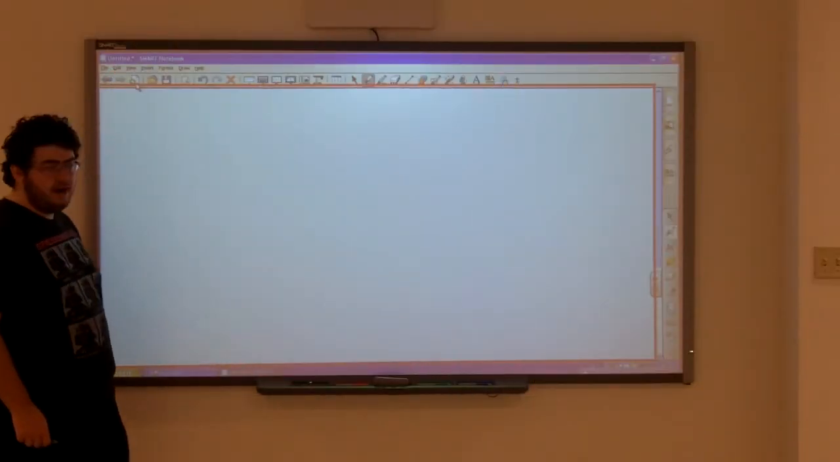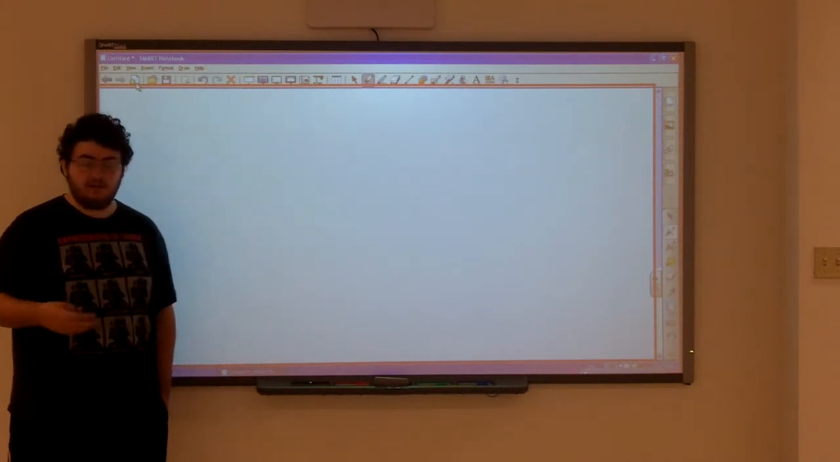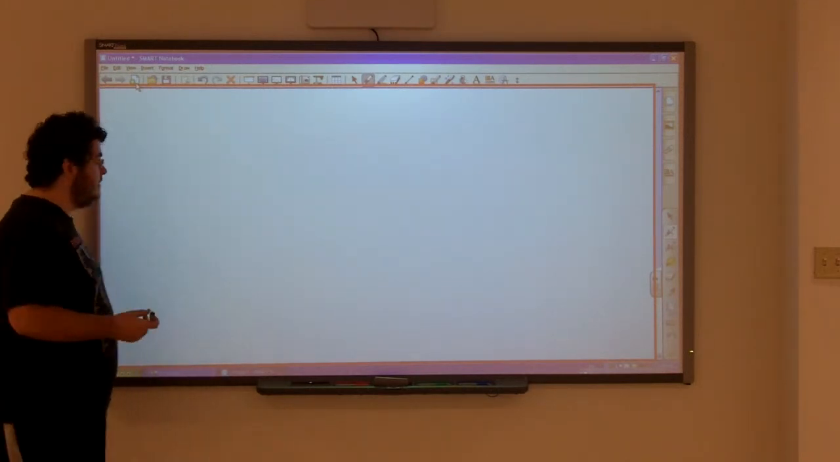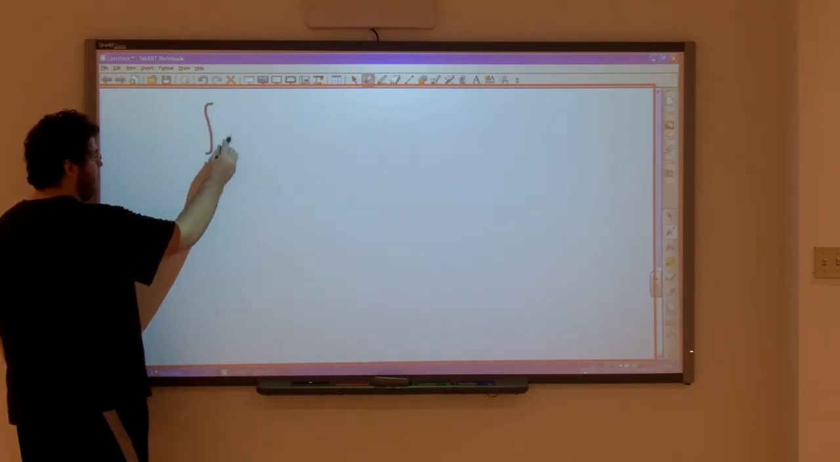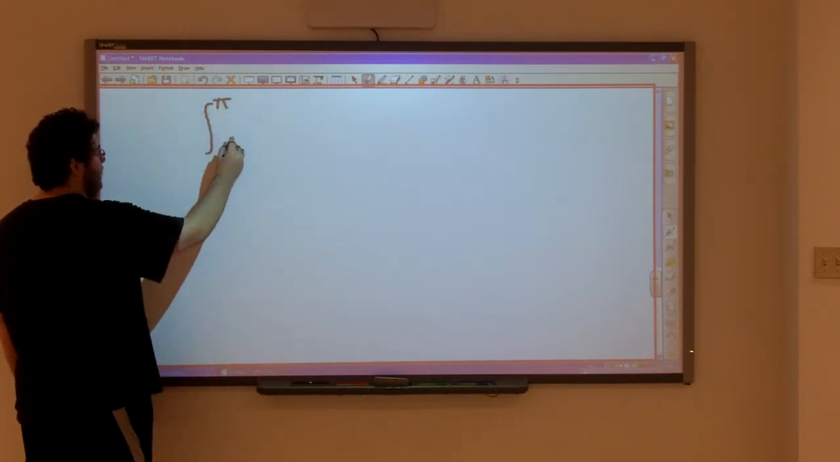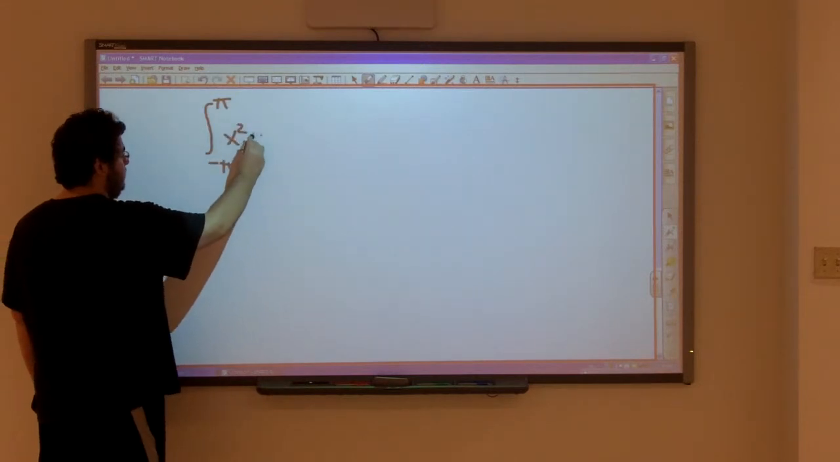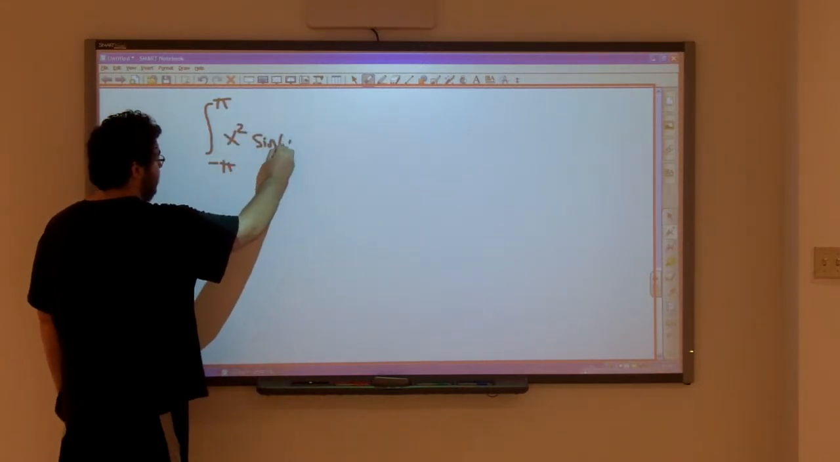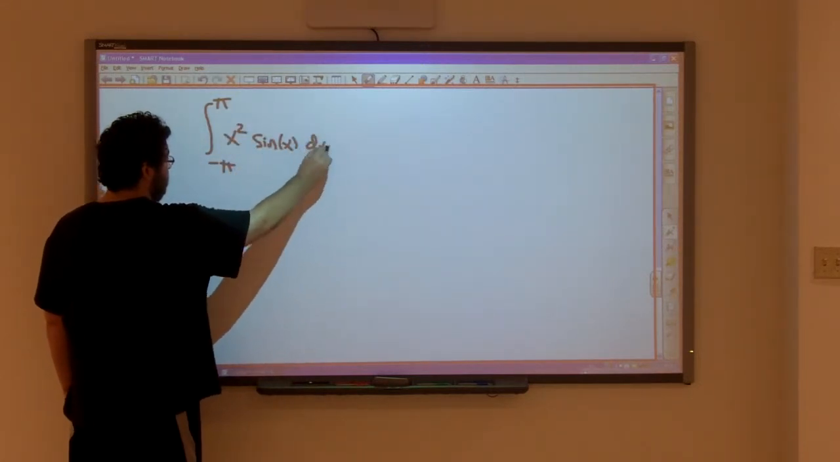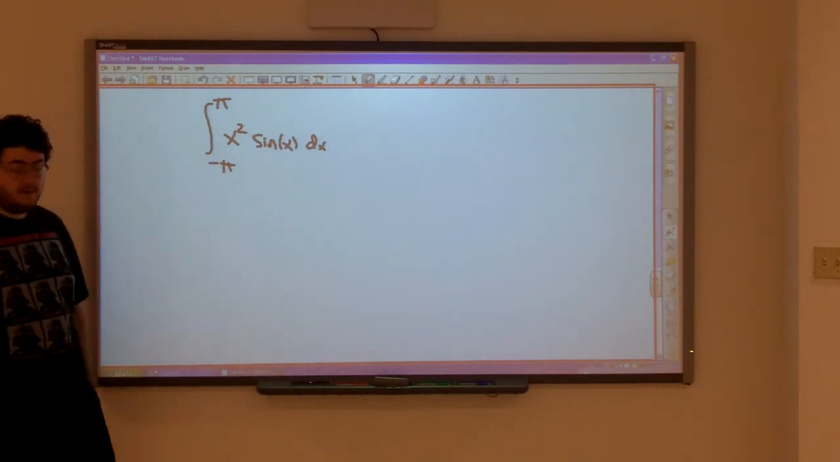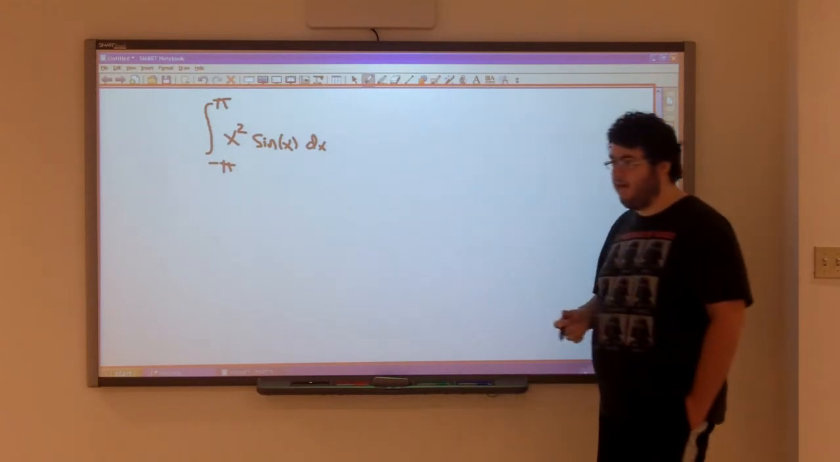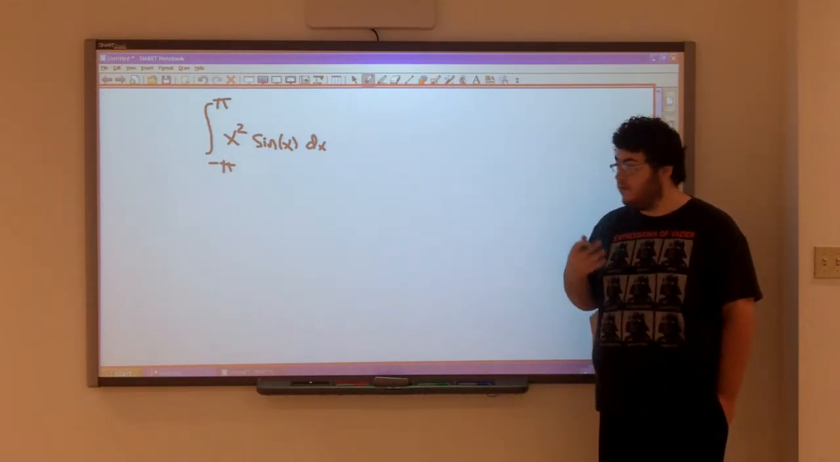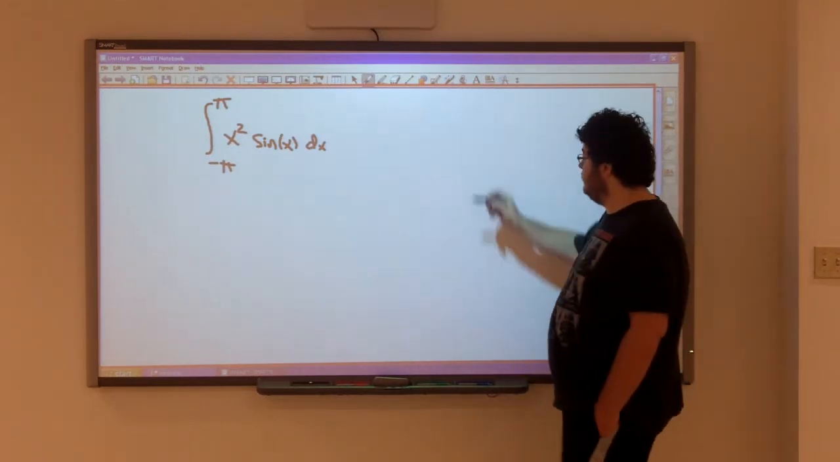Okay, so what we want to do now is use these symmetry properties to help us solve a hard integral. Let's say the integral from minus pi to pi of x squared sine of x dx. In order to do this, we need to know the rules for multiplying even and odd functions. There are a couple of rules we can have.